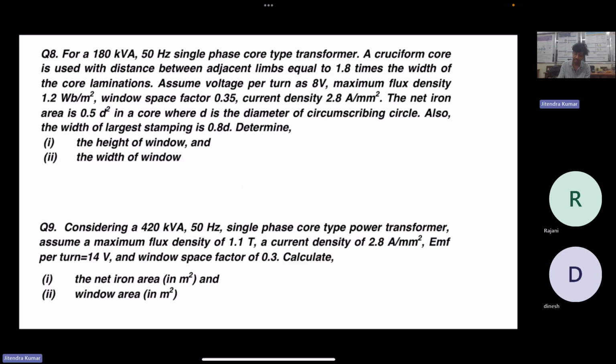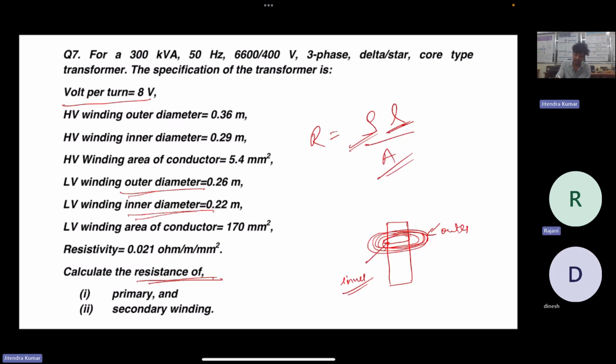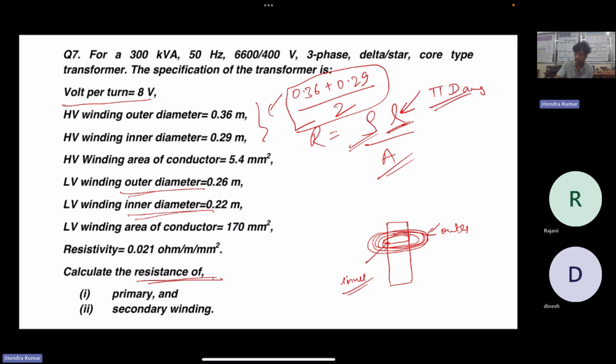So the average diameter will be nothing but the addition of them divided by 2. For example, for HV, 0.36 plus 0.29 divided by 2. If you do that, you will get the average diameter, 0.325. Just plug it in here, L is equal to pi d average, and you will get the value of resistance. So I hope you guys will be able to solve this.